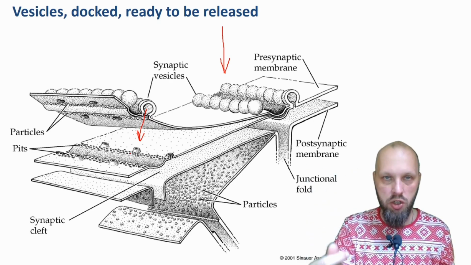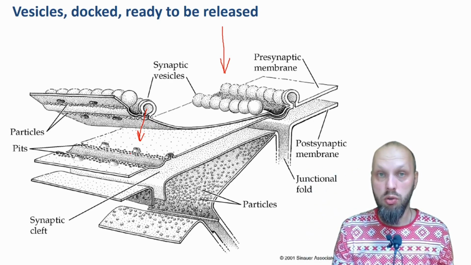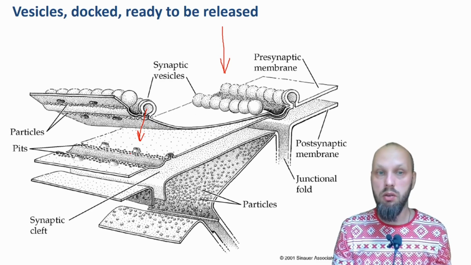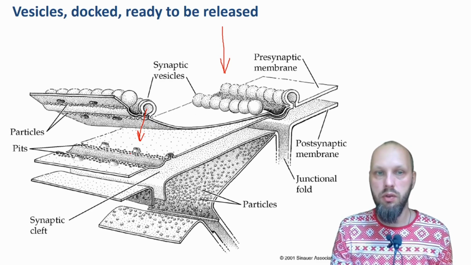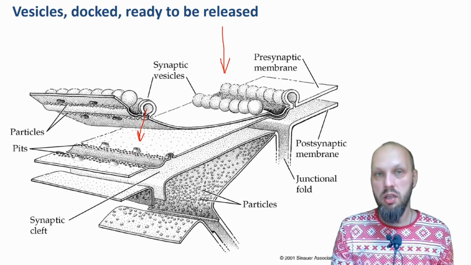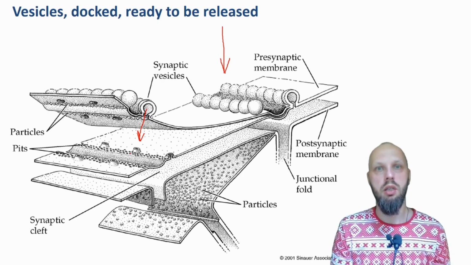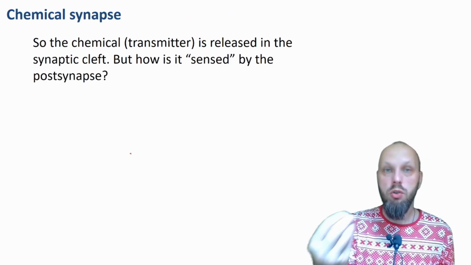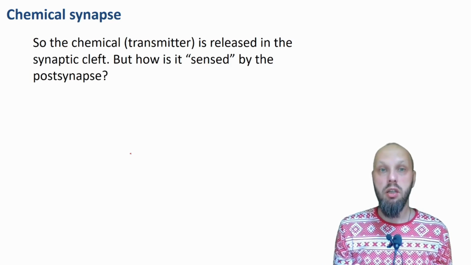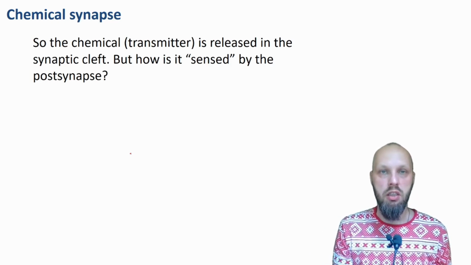And if the action potential comes, all of them get fused together, but sometimes false starts happen and they get fused just because they're so ready, and they would be like, oops, sorry, didn't mean to do that. But so next question. Okay, chemical got released from the vesicle and into the synaptic cleft.